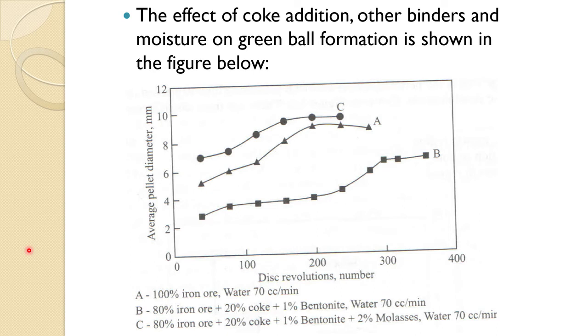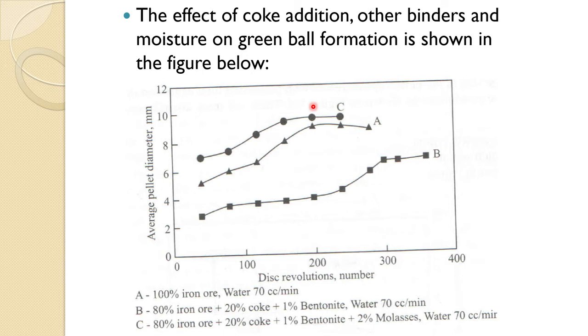So, this figure shows the effect of coke addition and other binders and moisture on green ball formation, and as one can see, just with the iron ore and water you get a very good average pellet diameter when the disk revolution is about 200 or so, and you get the maximum one if you add 1% bentonite, 20% coke and 2% molasses with water, and that gives an almost 10 millimeter average pellet diameter.